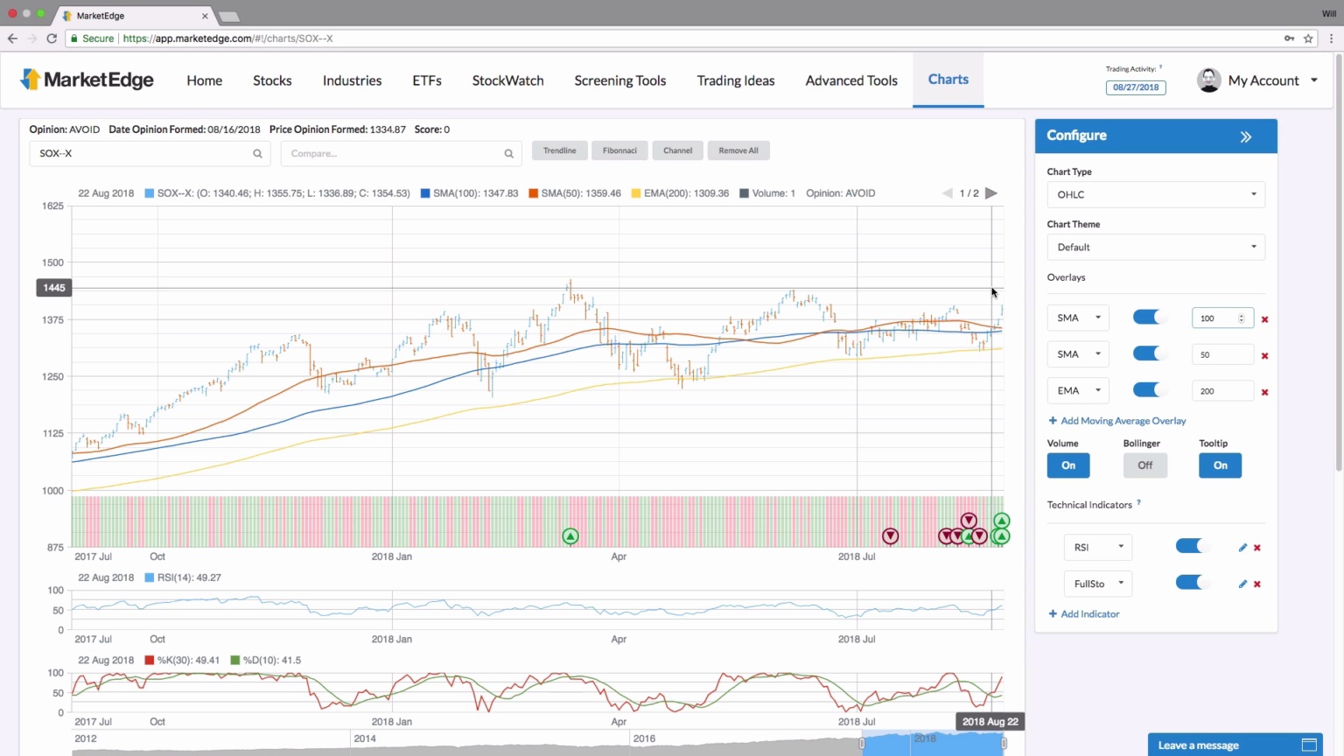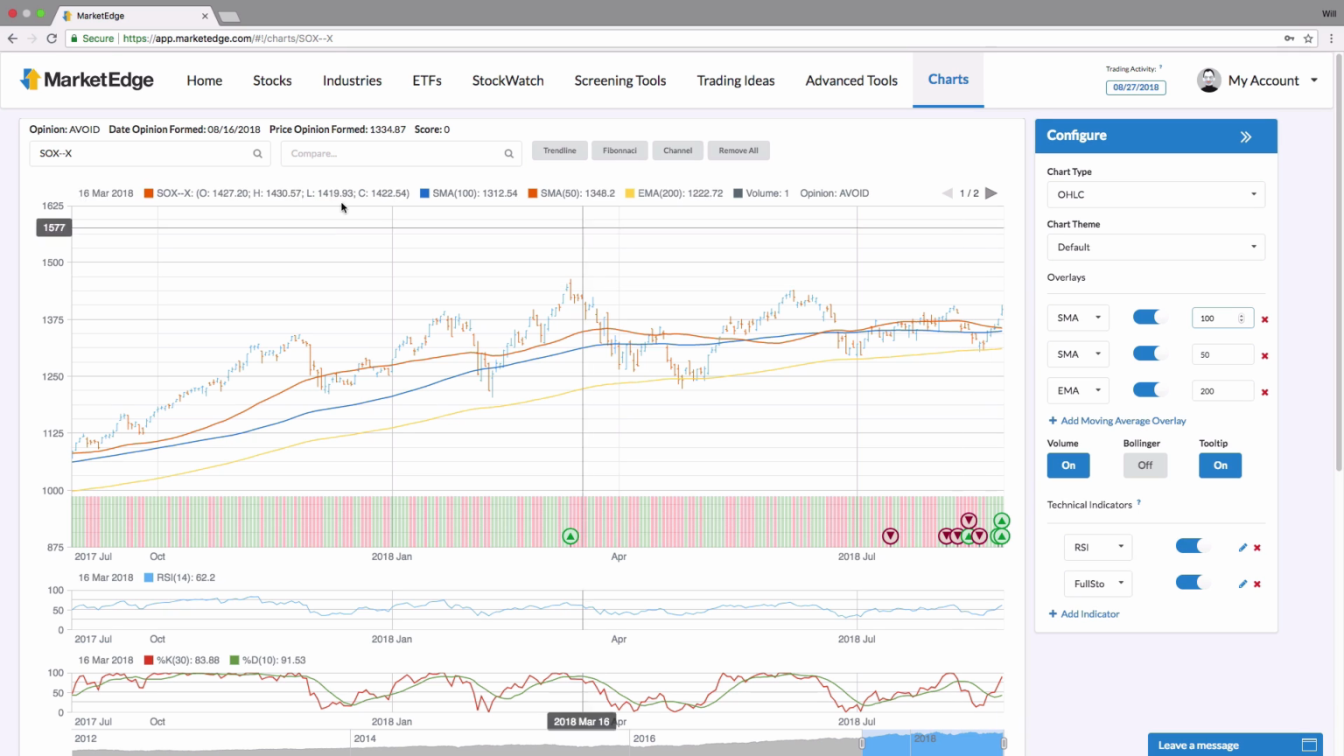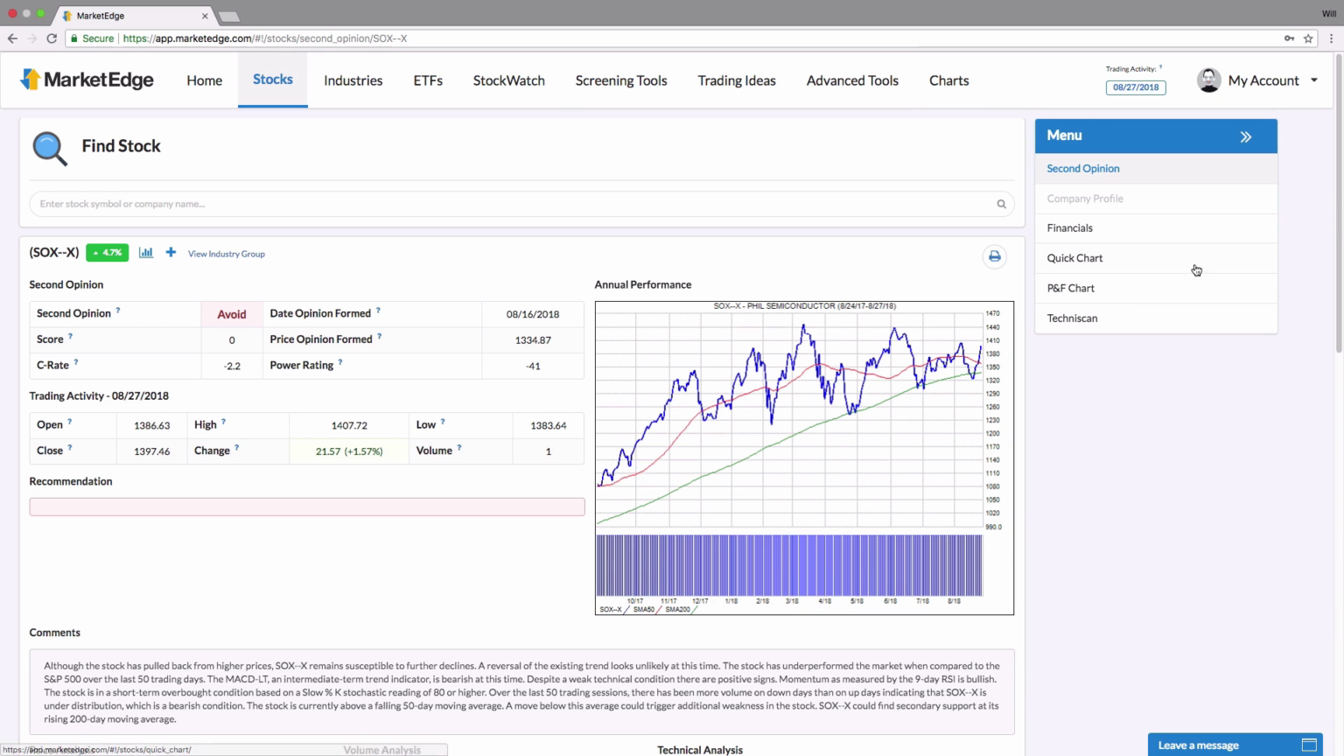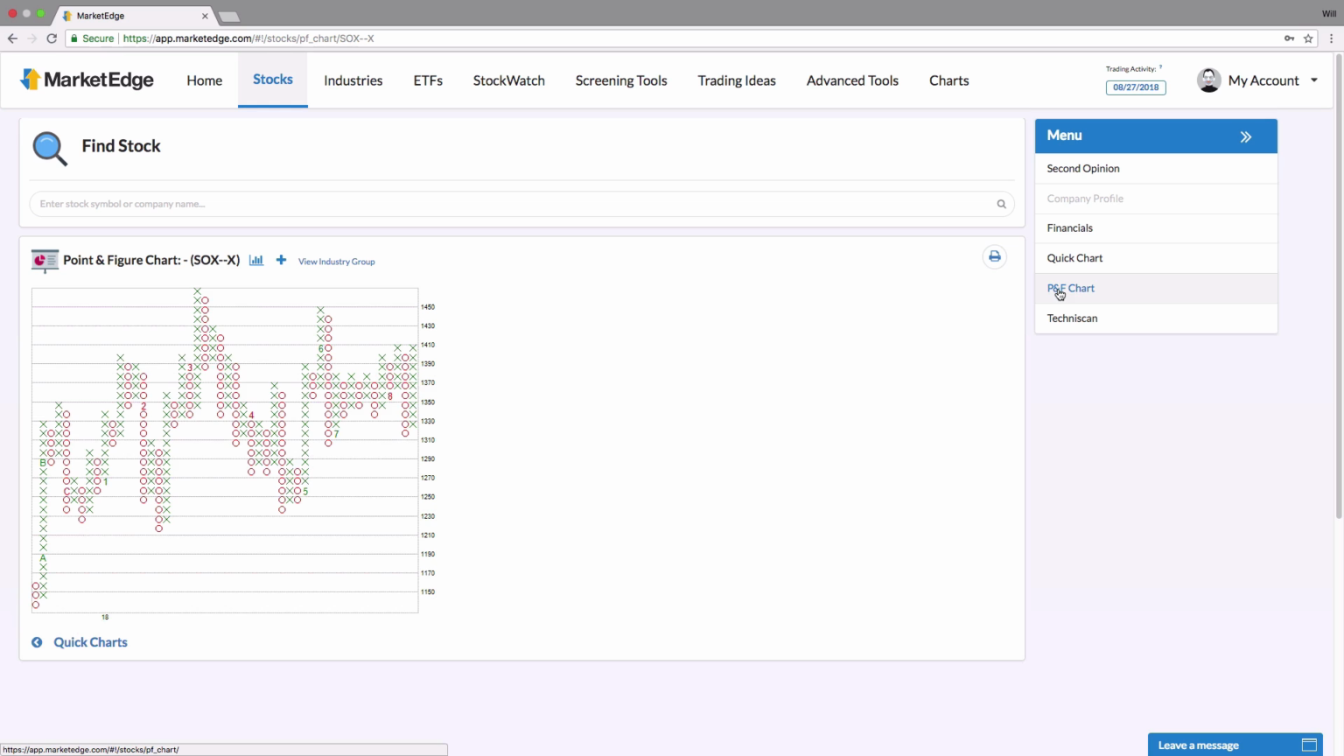I think they're improving in here, which is good. Again, if you went back to the point and figure chart on the Philly Semiconductor Index, you might actually see that. We're talking about the double top breakout. This is starting to show some good improvement. You could get a double top breakout if you have another up day in the semiconductors, which would be bullish.